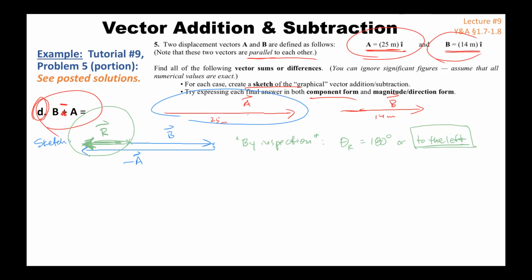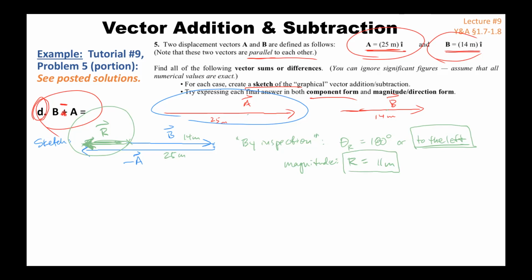What about the magnitude? The magnitude of vector R, we can just see by inspection that it's going to be equal to 25 meters minus 14 meters, or 11 meters. So we've actually answered the question just by inspection.